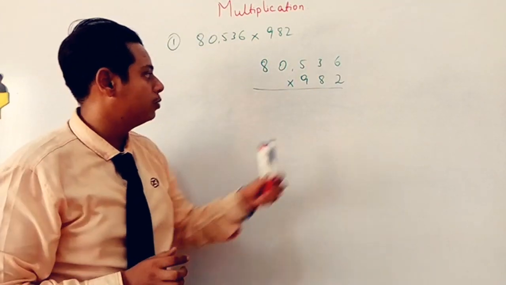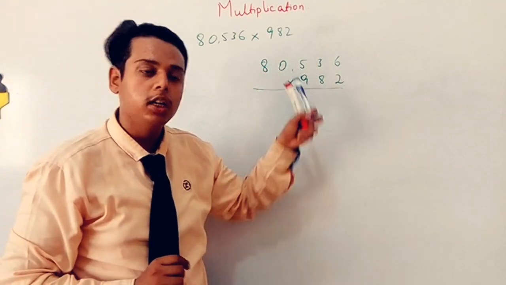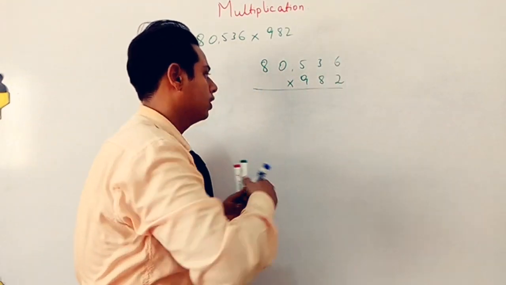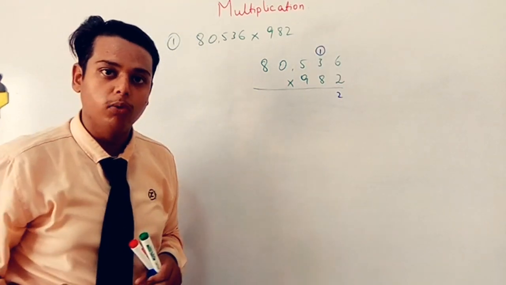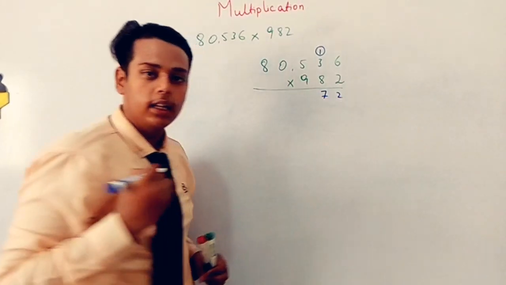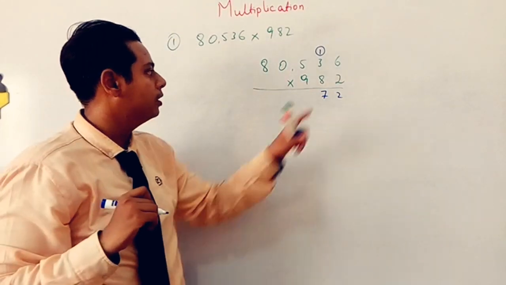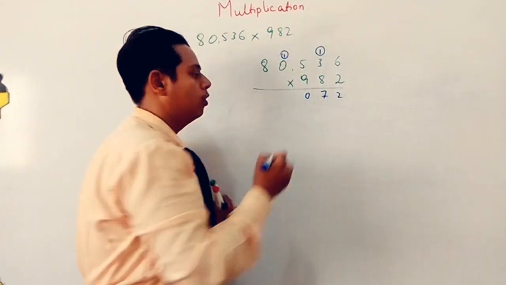So what will be the first one? 2. I have to multiply 2 with all the numbers on the top. 2 6s are 12. 1 as a carry and 2 simply down I will write. 2 3s are 6. 6 plus 1, adding the carry, 7 it will become. 2 5s are 10. 1 as a carry and 0 over here.